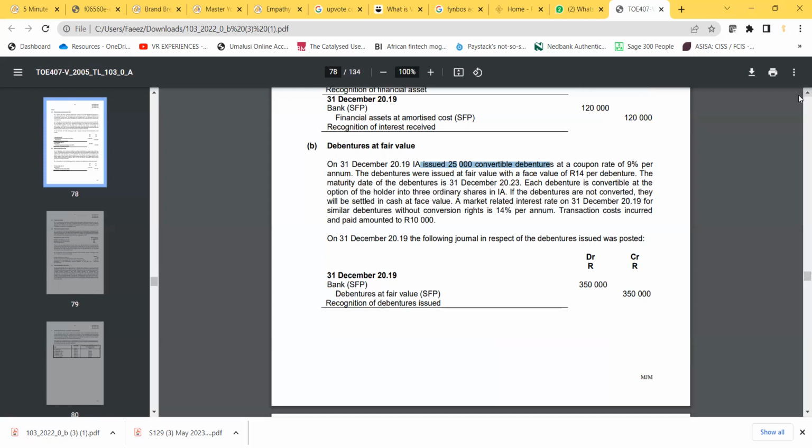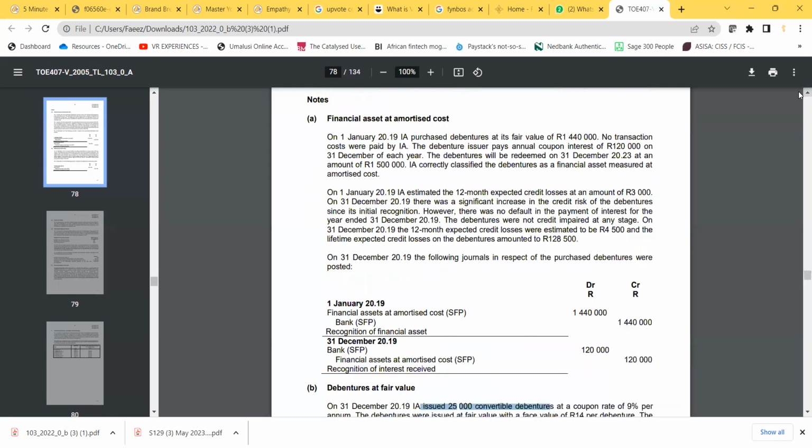In point number A, we purchased, so we paid 1.4 million. What we did there was credit bank 1.4 million, and then we debited something. What did we debit? An asset. Which asset? A financial asset. Which financial asset? Then we classified it. So remember, you must be able to identify which one you're falling into: if you purchase, it's an asset; if you issue, it's equity or liability. Very important, take note of that.